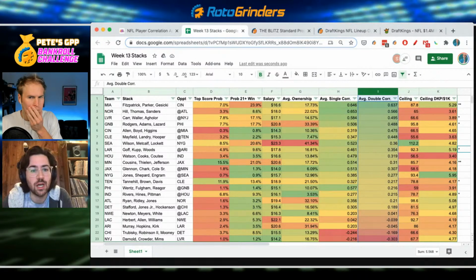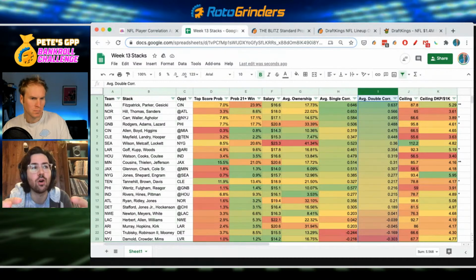As we discussed at the top of the show, correlation is between two vectors or a pair of players. So there's really no good way to calculate the correlation between three players. The way I try to address it is what I call triangular correlation. We have three players, Tannehill, Brown, Davis. What is the average correlation between all combinations of those three? So Tannehill plus Brown, Tannehill plus Davis, Davis plus Brown. And then the average single correlation is just the average correlation between Tannehill and his receivers, Brown and his.